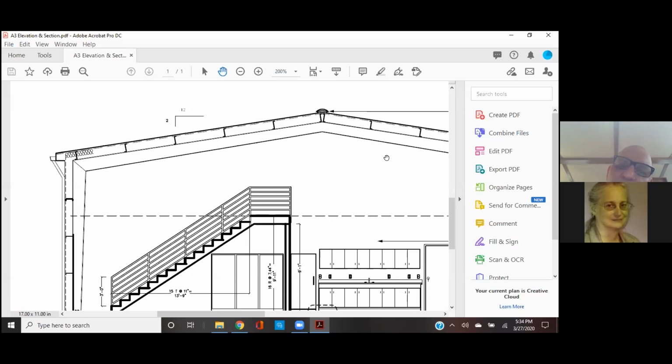I'm going to say 1/4, 3/8, 2 3/8 of an inch. So 2 would be 8 feet, and 3/8 is going to be 9'6". So 9'6" minus 5 feet is 4'6", right?